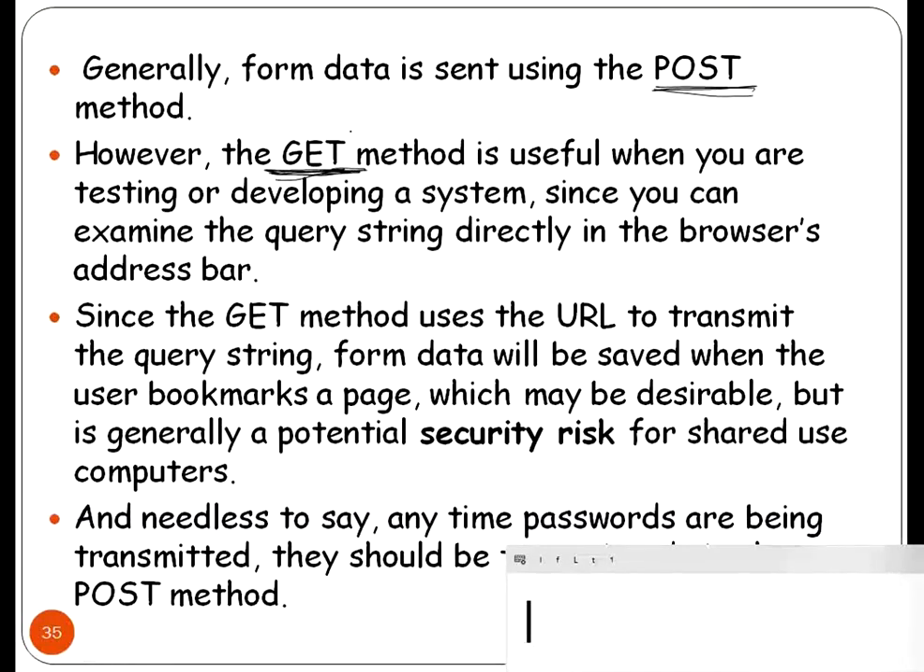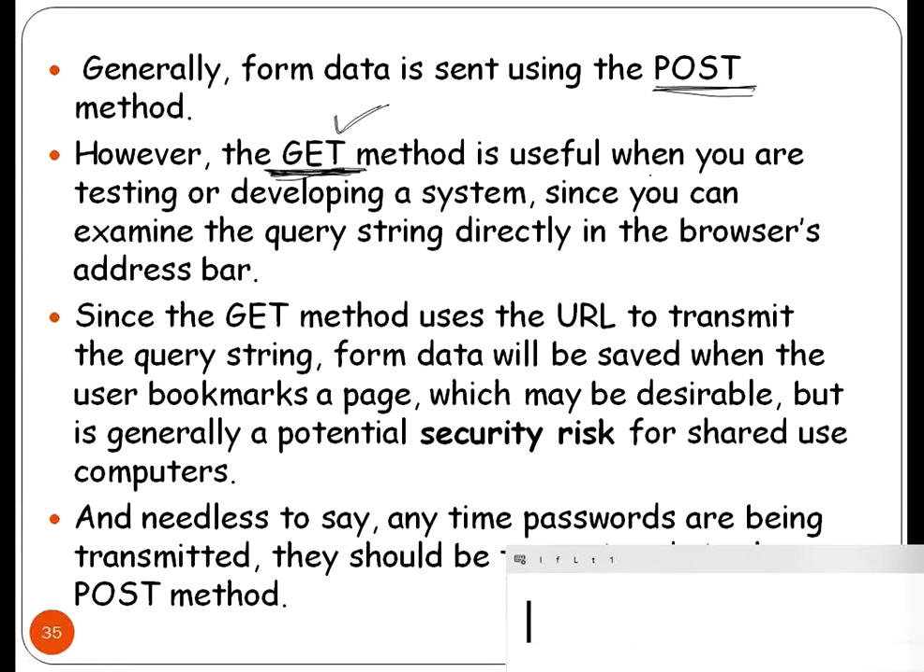Then when exactly do we have to use the get method? There is no security using the get method. When I use the get method and send the data, if it has a password, the password is visible in the URL. Anybody can see what password I am sending. For that reason, the get method is not suggested.